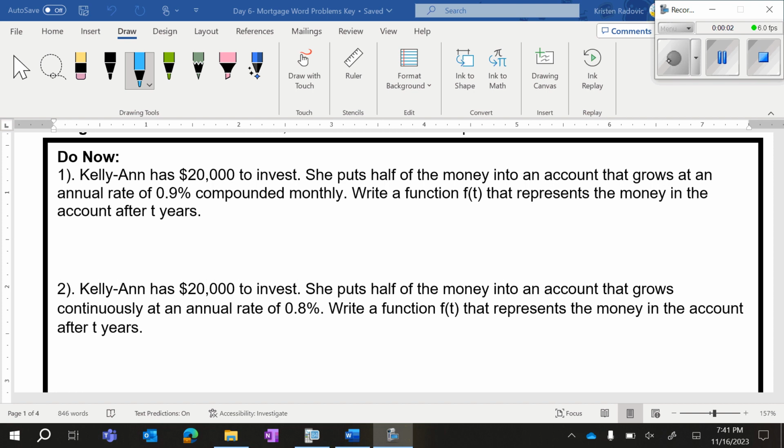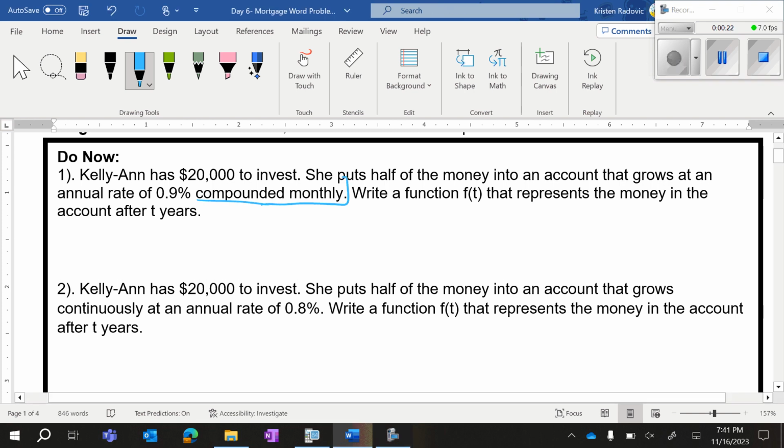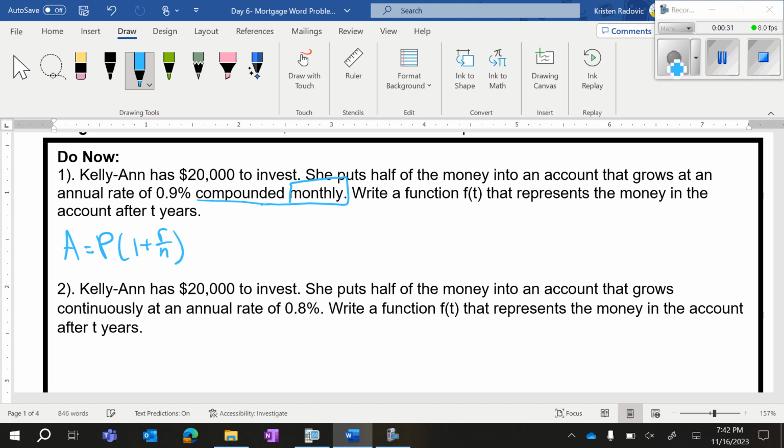Hi, we are going to go over the Unit 4, Day 6 Mortgage Word Problems worksheet. And in the Do Now, we have Kellyanne has $20,000 to invest. She puts half of the money into an account that grows at an annual rate of 0.9% compounded monthly. Now, as soon as you see compounded monthly, you should be thinking A equals P times 1 plus r over n to the nt. That's the compounded monthly formula.